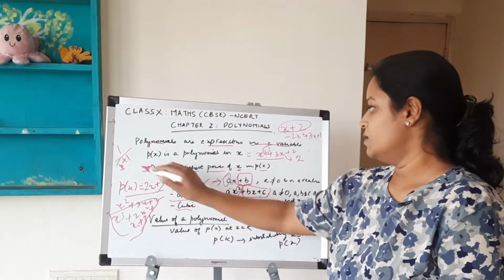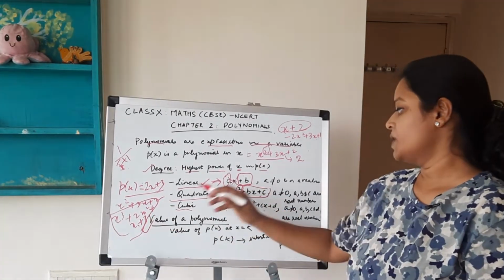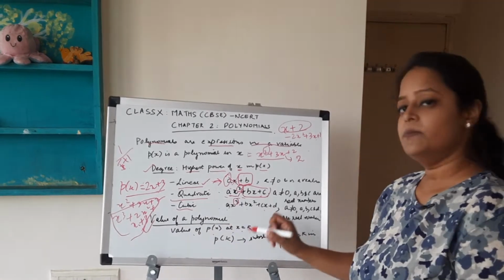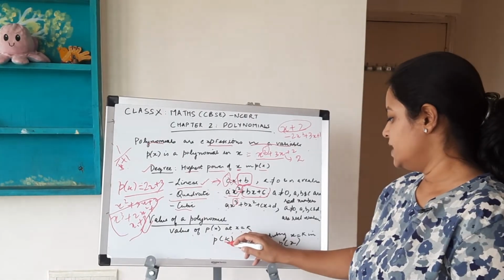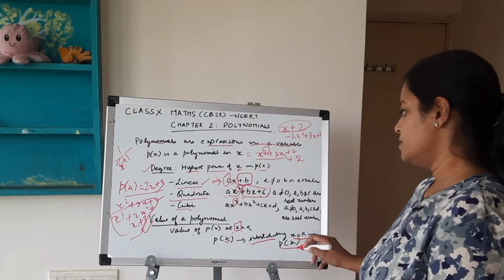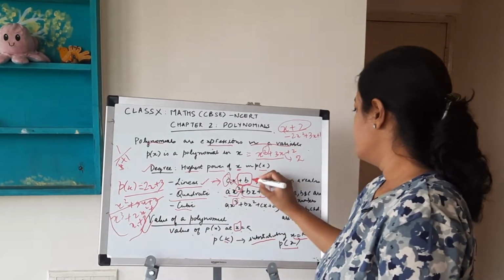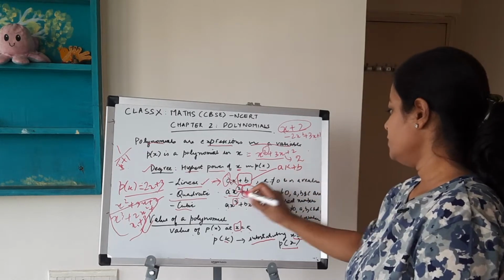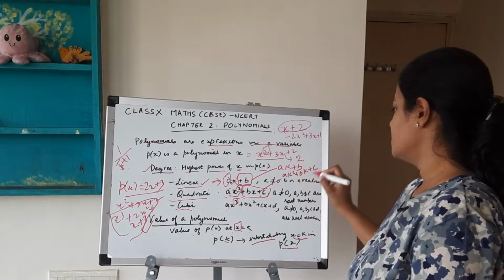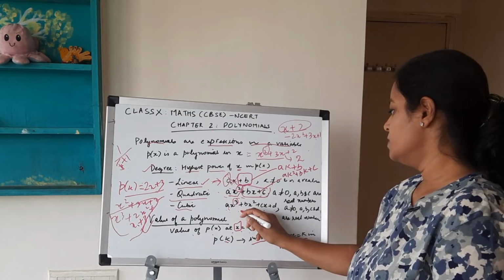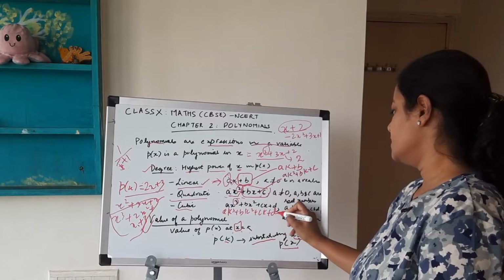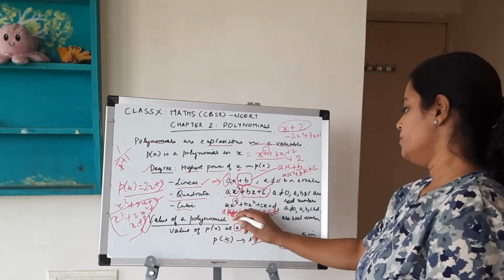Now coming to the next topic, so we learned degree. Now what is the value of a polynomial? The value of p(x) at x equal to k means that we substitute k in place of x. So for example, here it will become ak plus b. This will become ak square plus bk plus c. And this will become ak cube plus bk square plus ck plus d. So this is what the value of a polynomial is.